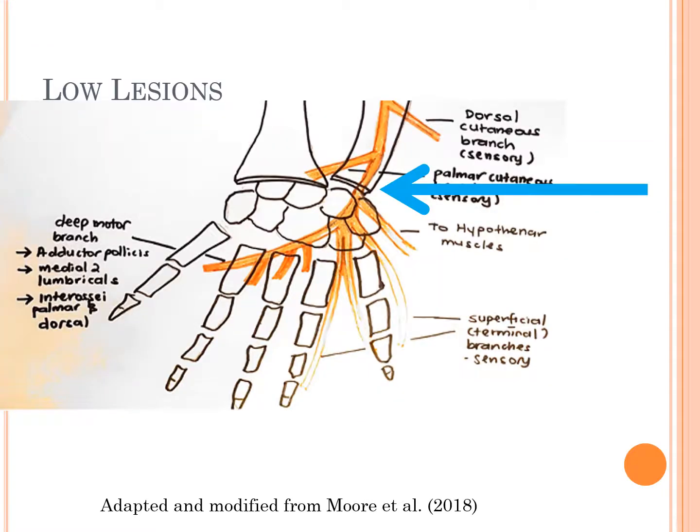Now let's move on to the low lesion. The low lesion usually occurs at the wrist. Hence, as you can see in this picture, the dorsal cutaneous branch exits before entering the wrist. The palmar cutaneous branch enters the wrist and all the other muscles supplied in the hand will be affected. The hypothenar muscles will be affected, the intrinsic muscles will be affected, the adductor pollicis will also be affected.